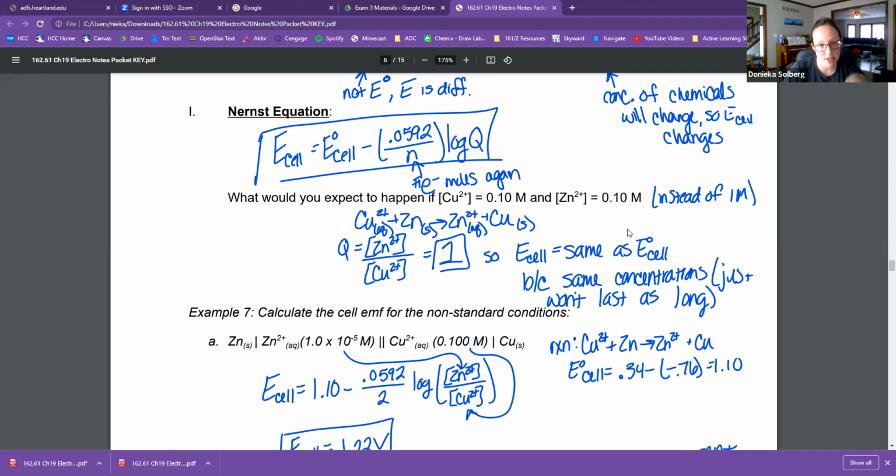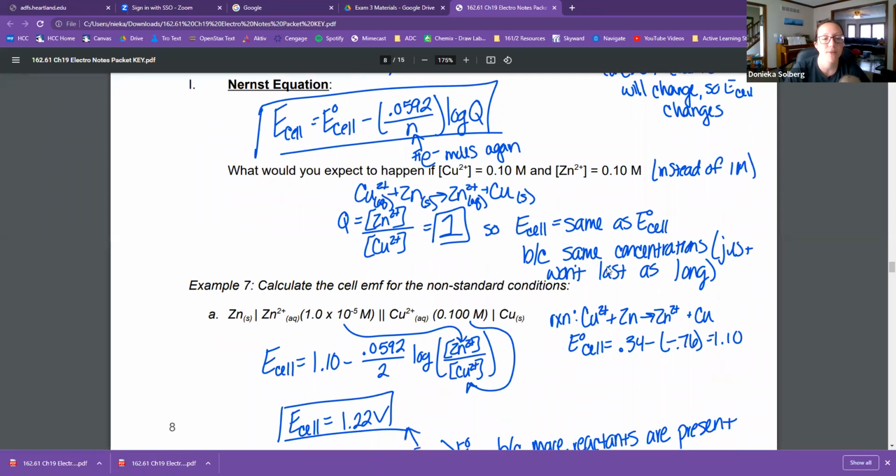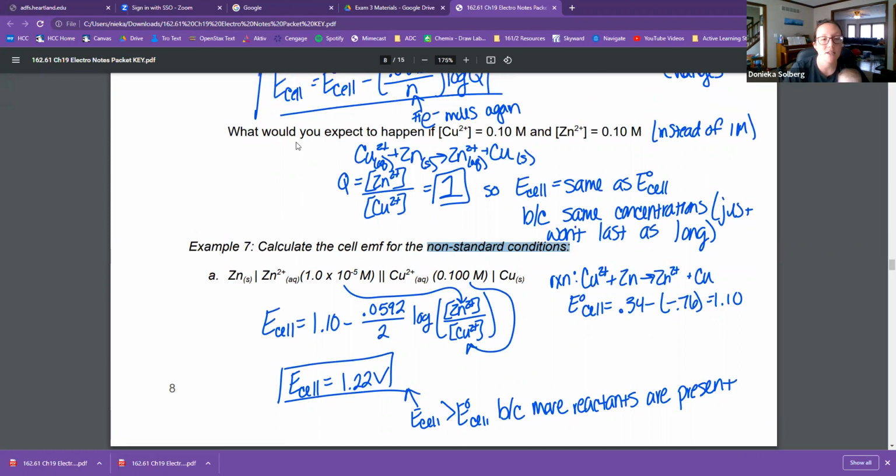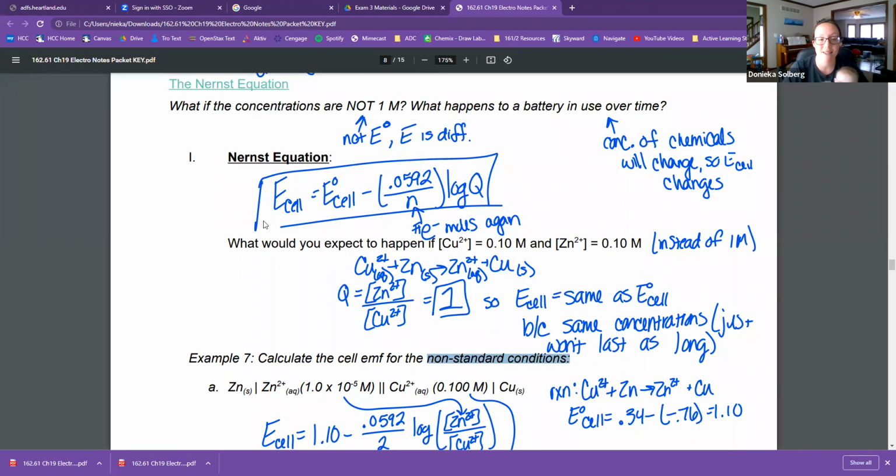Now, often we just don't have the same concentrations. Okay, so then we are going to actually use the Nernst equation. This was just to kind of show you what changing Q values actually does to this equation mathematically. Okay, so if I said calculate the cell electromotive force for the non-standard conditions, so if it's for non-standard conditions and I'm looking for that E cell, I need to use the Nernst equation because this is non-standard.